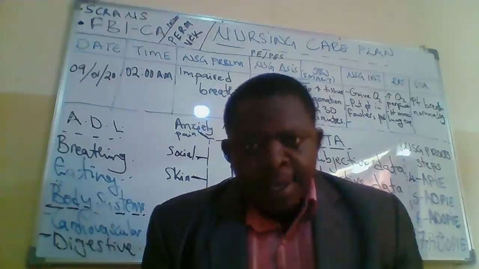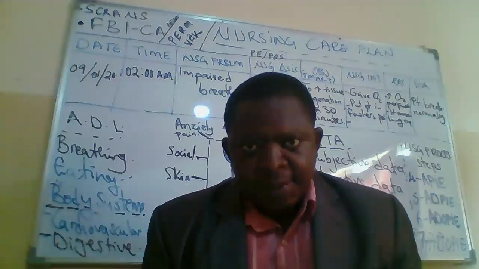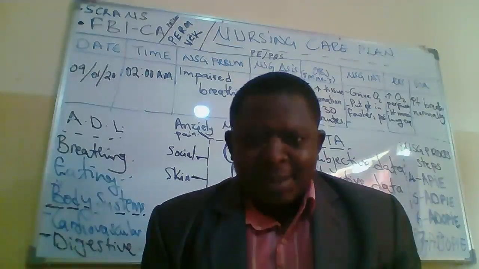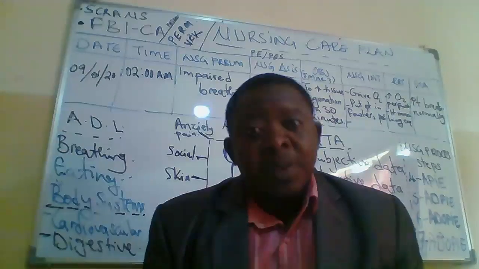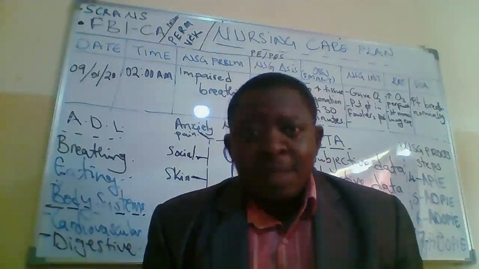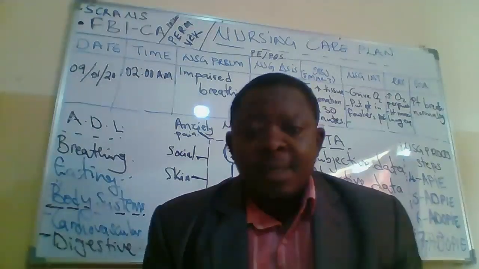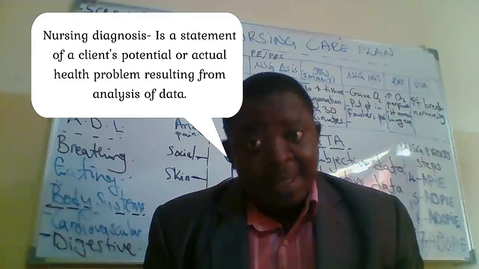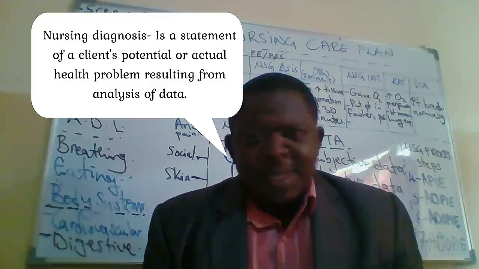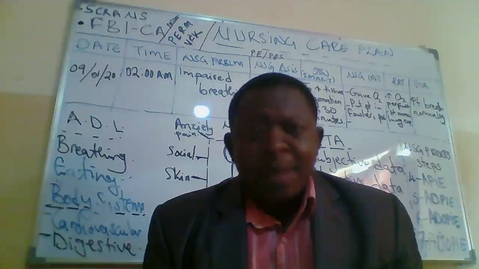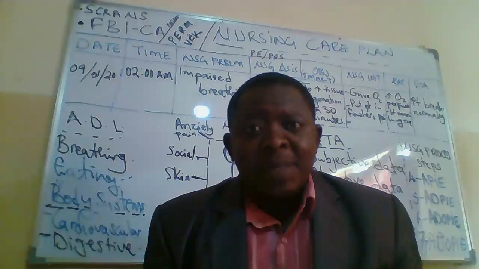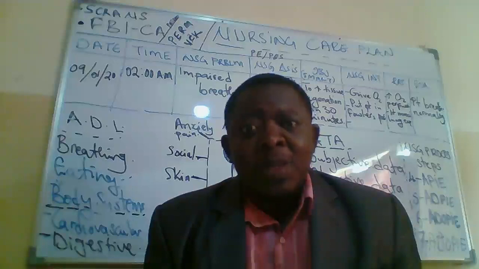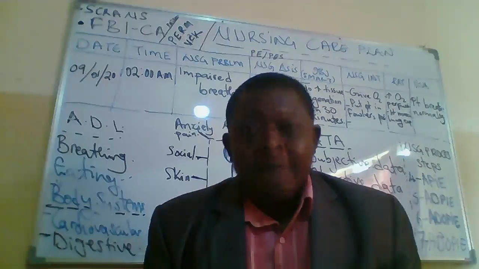Now let's also look at diagnosis. What is a diagnosis? There is what we call the doctor's diagnosis, which is malaria, diabetes, and the likes. Here, we're looking at the nursing diagnosis. What is a nursing diagnosis? The doctor may have one diagnosis, but the construction of the nursing diagnosis constitutes a lot of problems that might have been identified in the patient.